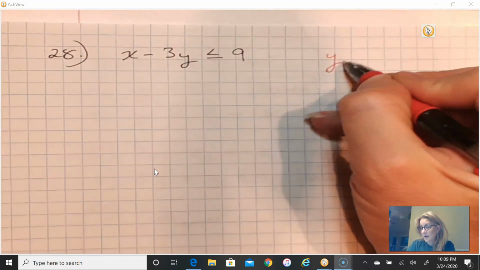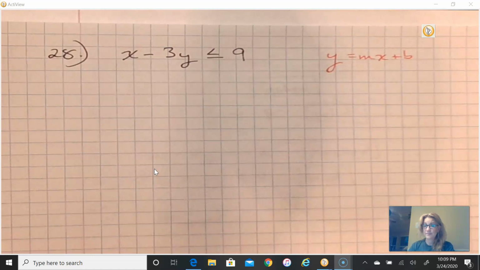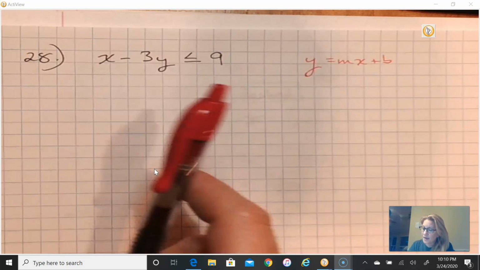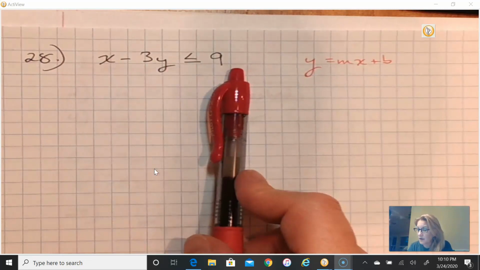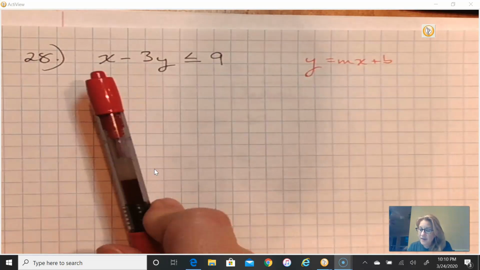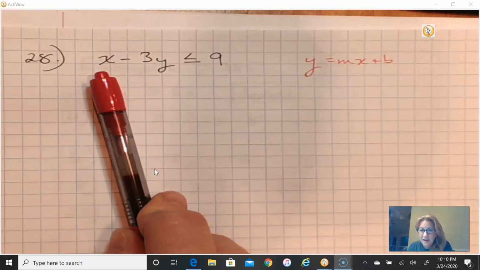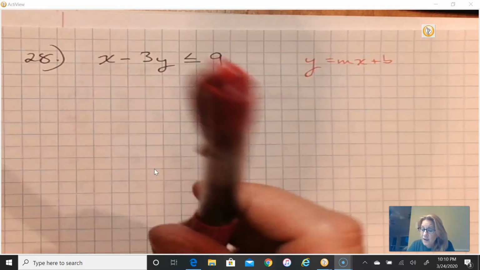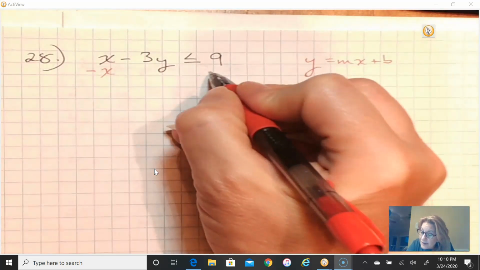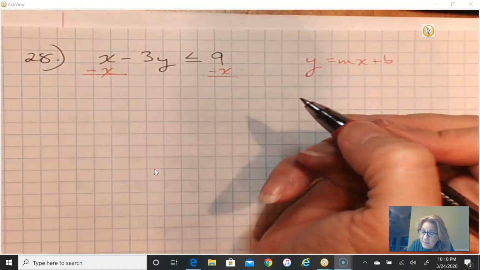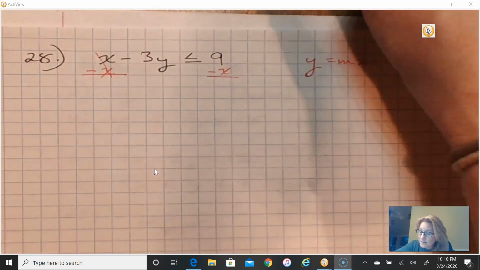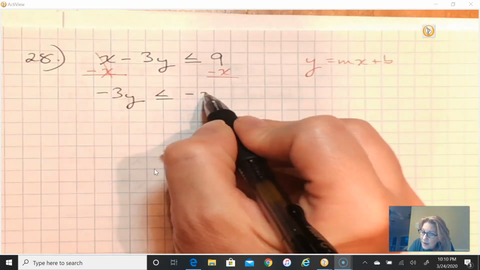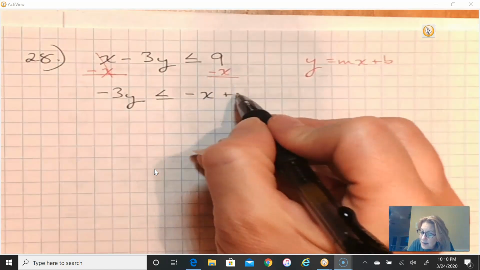Okay, is this in y equals mx plus b format? Nope. No, it's not. So we've got to change it because we got to get that x over there. Boys and girls, that is a positive x. To move it across that inequality, it's just like an equal sign. You have to do the opposite. So I'm going to subtract x on both sides. So they cancel out. I'm left with negative 3y less than or equal to negative x plus 9.